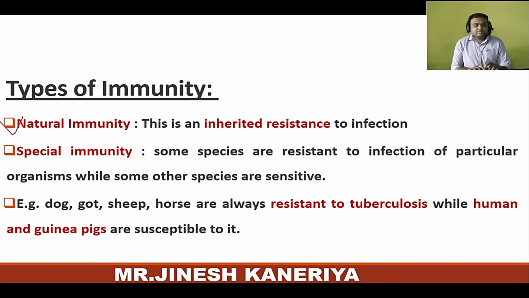Spatial immunity. Some species are resistant to infection by particular organisms, while some other species are sensitive. An example of this spatial immunity: dog, goat, sheep and horse are always resistant to tuberculosis, while humans and guinea pigs are susceptible to it. This is the best example of spatial immunity. The dog, sheep and horse are resistant to tuberculosis, while humans and guinea pigs are susceptible to it.